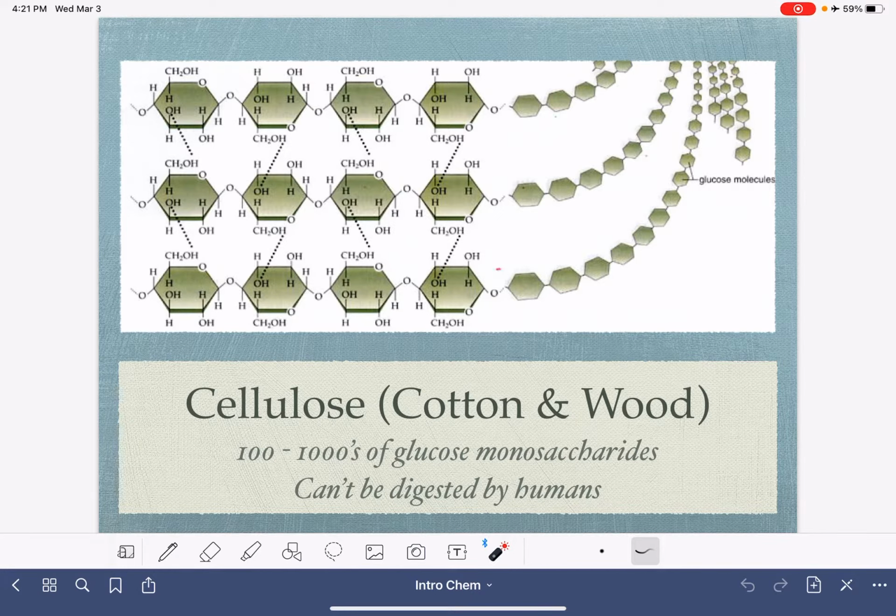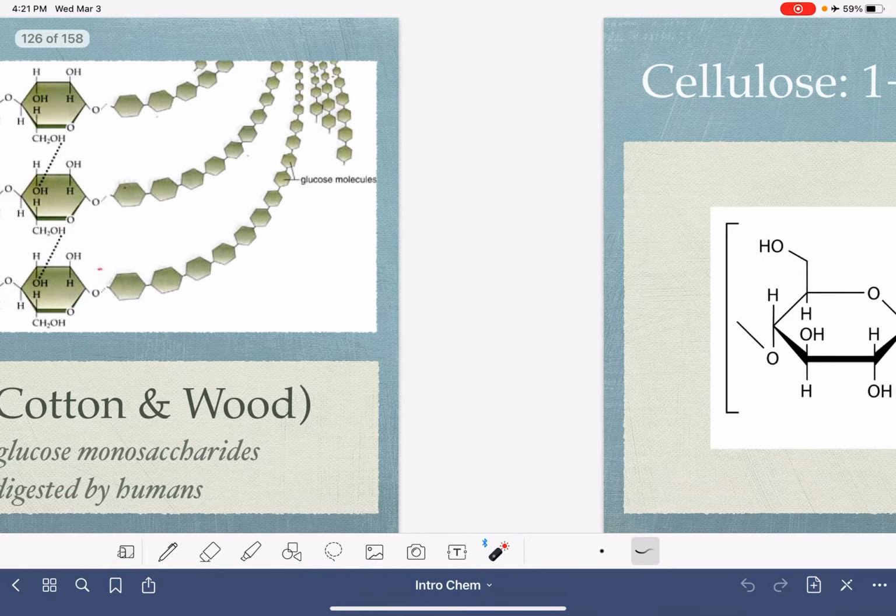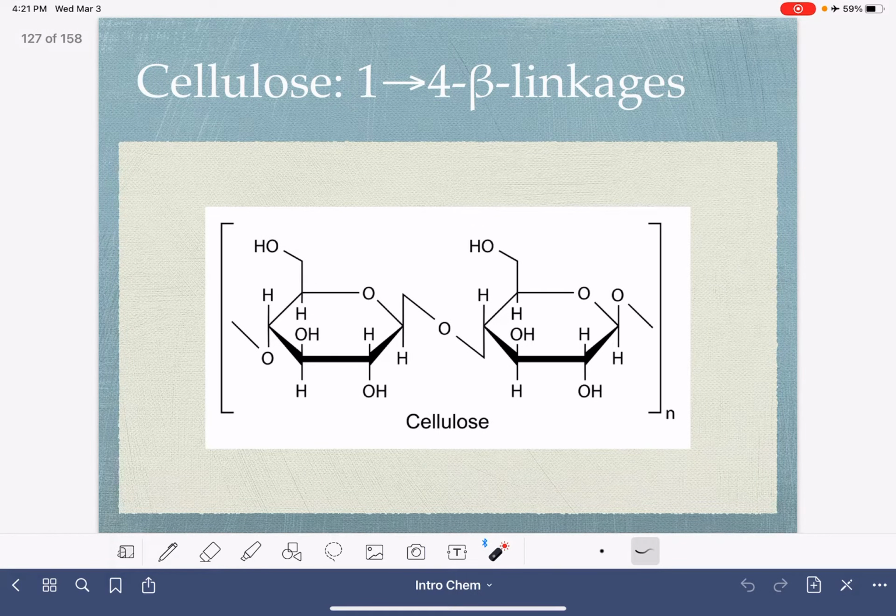Cellulose is something that cannot be digested by humans. We don't possess in our bodies the enzyme that's necessary to separate these glucose molecules from each other in cellulose. In cellulose, the glucose molecules are held together with 1,4-beta linkages right here. So we're looking at carbon number 1 being connected to carbon number 4 through a beta linkage.